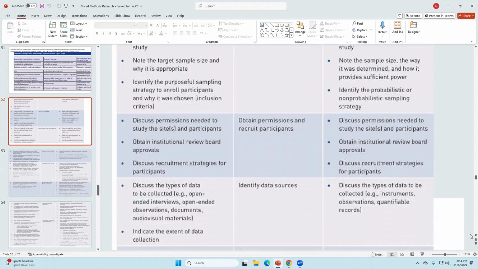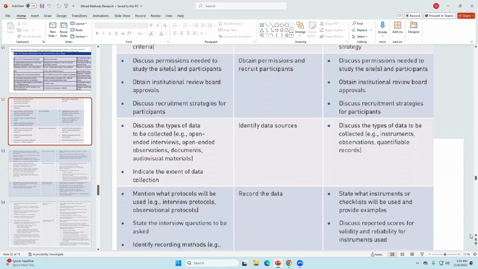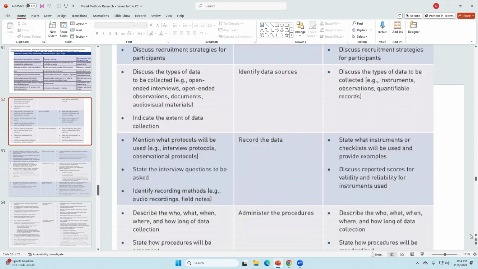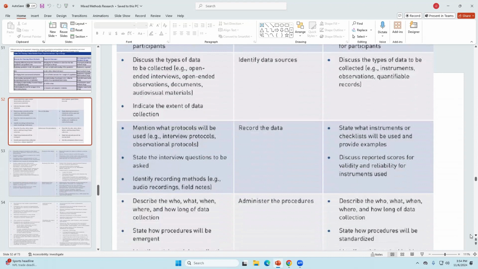And third, identify. Now you will identify the data sources. What are the sources of data? You have the sampling strategy. Now, after having all those things, now your data sources. What are the sources of data? Or how you will collect data?